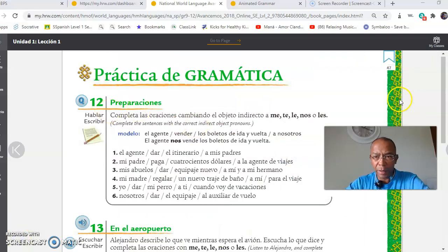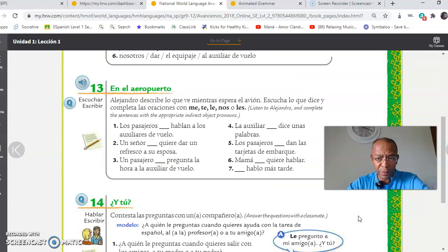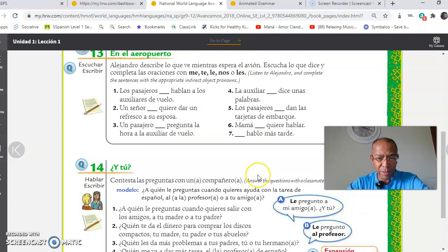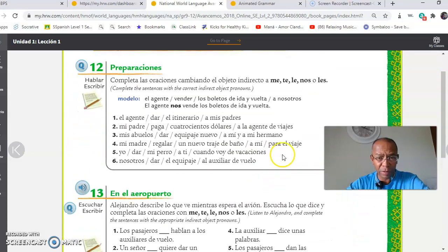So on page 47, you're going to do today activity 12, activity 13, and I believe you also have to do activity 14 using these indirect object pronouns: me, te, le, nos, and les. Okay? So here's what you got to do. You got to complete the sentences with the correct indirect object pronoun.